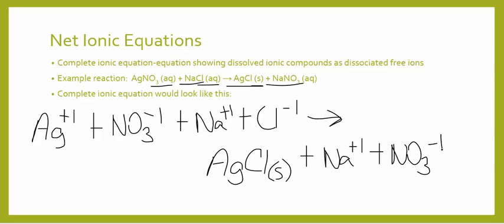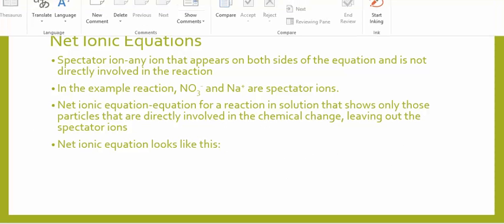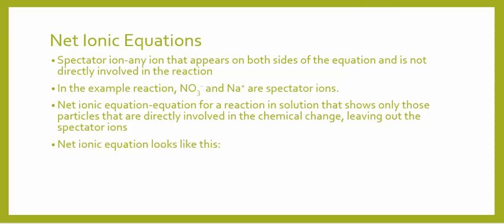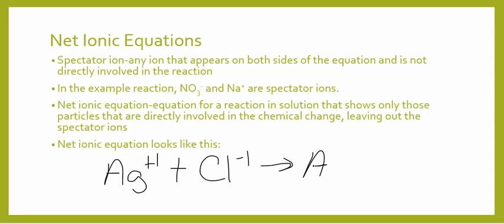What you'll notice is that NO3- is aqueous on both sides. Na+ is aqueous on both sides of the equation. Those are called spectator ions. Spectator ions are not involved in the reaction. The net ionic equation gets rid of the spectator ions. So for this example, when I get rid of those spectators, my net looks like this. The net ionic equation shows the formation of the solid AgCl.